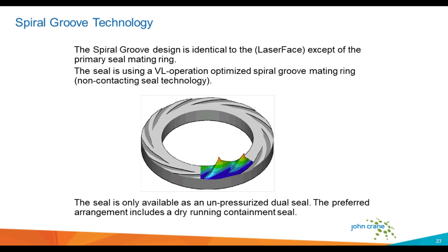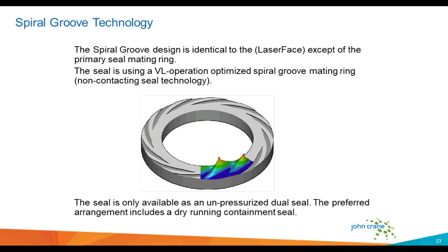The shape of the spiral groove, when it's operating, drags the fluid, gas or vapor into the spiral groove. Once the process fluid reaches the bottom of the spiral groove, it generates hydrodynamic pressure, and that pressure overcomes the closing forces and pushes the faces apart, creating a non-contacting seal operation. If you look at the blue and the green at the bottom of the grooves on the ring here, it shows the peak pressure is at the bottom of the spiral groove, and that's where the lift is being generated.